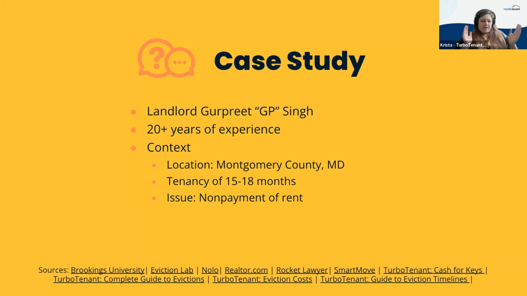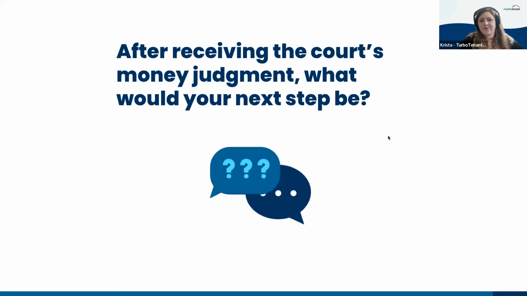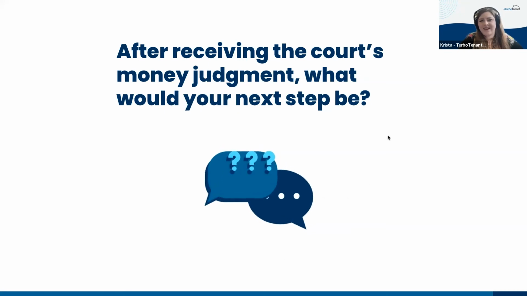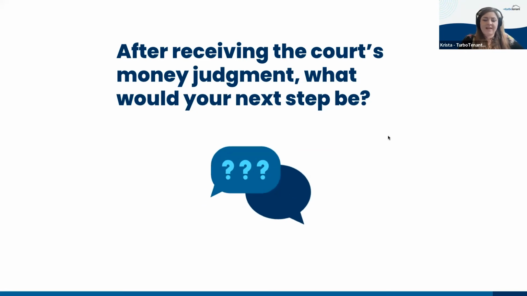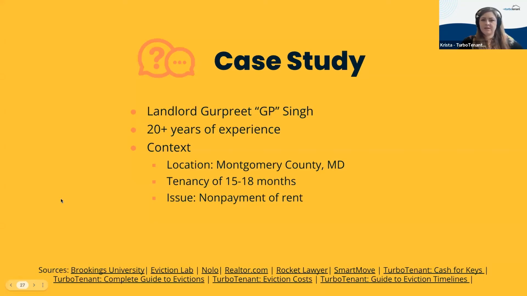Okay, so taking us through the timeline here, you have the missed payment, and then 3 to 4 months go by. You start the eviction process, which you mentioned in Maryland requires a money judgment. At that point, after you've gotten that money judgment, let's see, landlords, if you are in GP's shoes, what would your next step be? Oh, heck yeah. Okay, get some answers in here. Again, this is just to put you in the mindset of thinking through these kinds of tricky decisions.